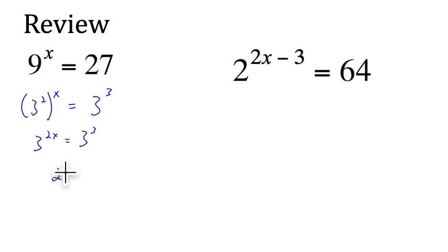So that means these exponents must be equal to each other. 2x equals 3, because the bases are the same. So to solve for x, we just need to divide both sides by 2, and x equals 3/2.